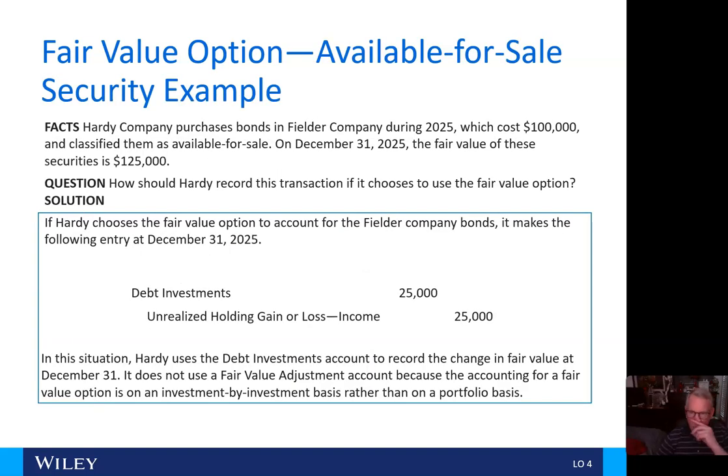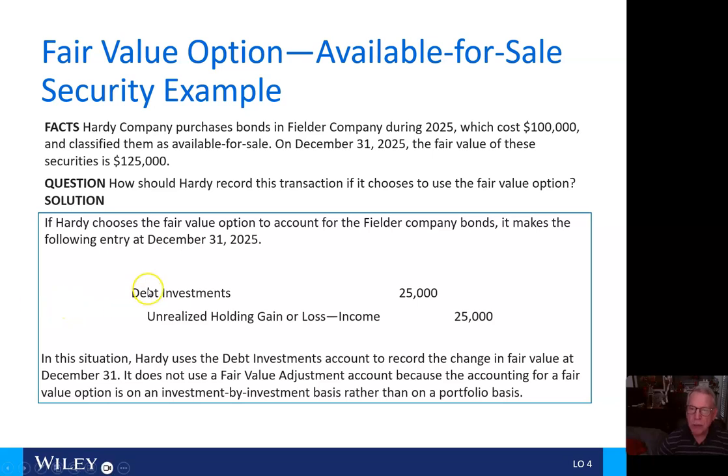Okay, so here the Hardy Company purchases bonds in Fielder Company during 2025, which cost $100,000, and classified them as available for sale. On December 31st, 2025, the fair value of these securities is $125,000. How should Hardy record this transaction if it chooses to use the fair value option?